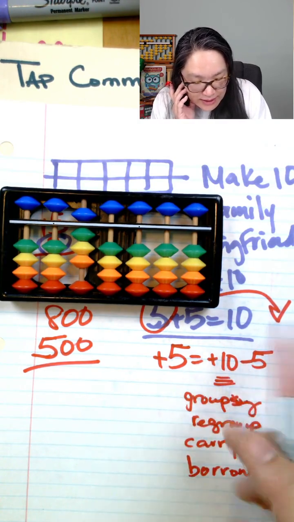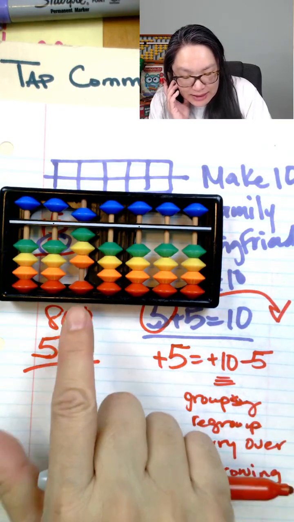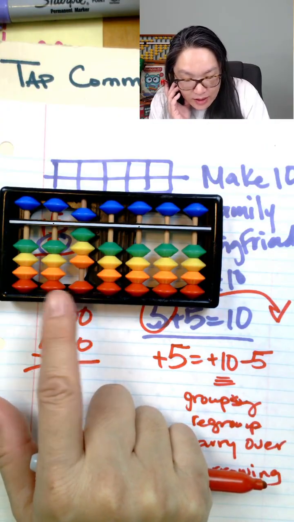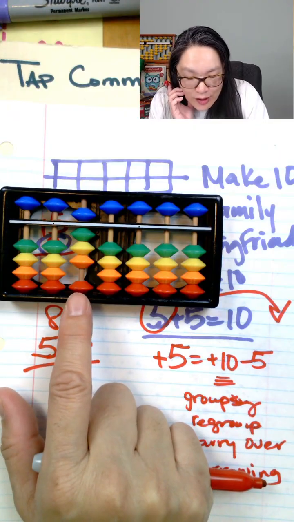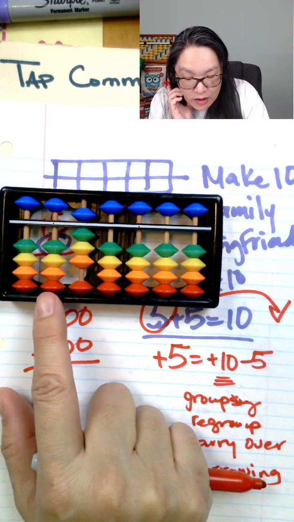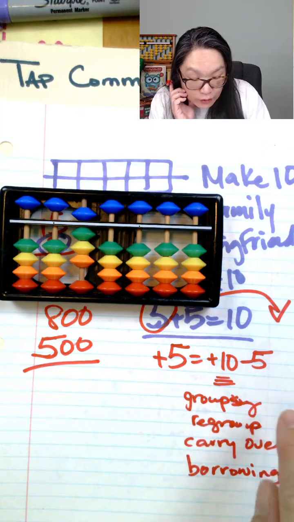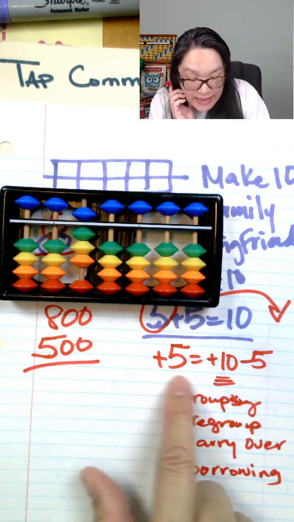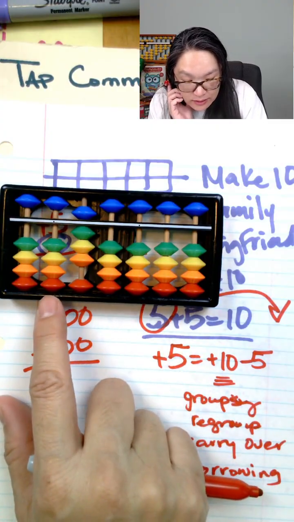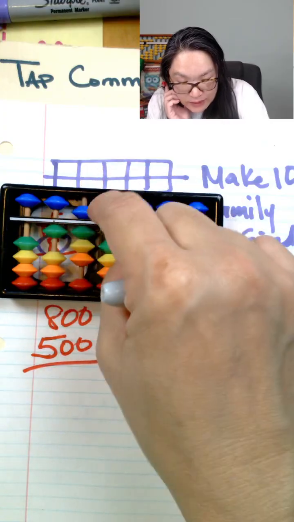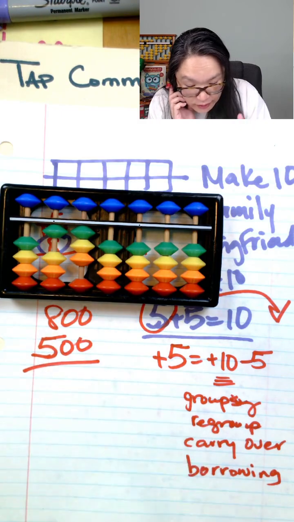What we do say is plus the 5 is equal to plus the 10 minus the 5, right? Because the concept is plus the 10. Plus the 10 just means to go to the next column over. So if you just want to add the 10, that's where you have all these other vocabulary, right? You have grouping, regrouping, carrying over. But in Abacus, we just say plus the 10. We don't say anything else. So we plus the 10 and we take away the 5. And then our answer is 1,300.